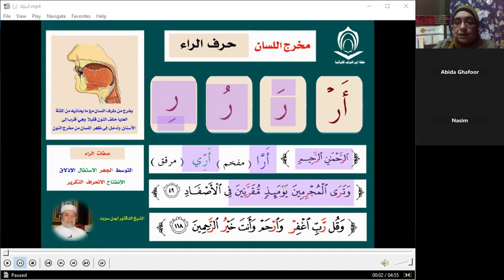وترى المجرمين يومئذ مقرنين. وقل رب اغفر وارحم وأنت خير الراحمين. اغفر، وارحم، خير. الراء: ربي مفخم، اغفر مرقق، وارحم مفخم، خير مفخم، الراء مفخم.